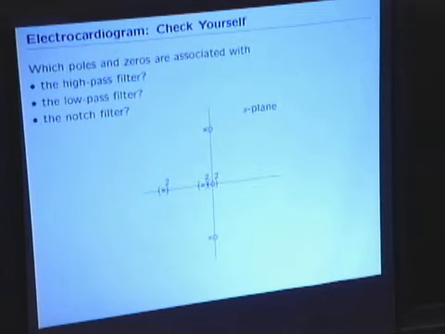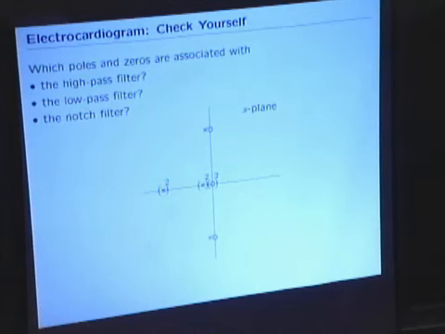And here's the design. Handful of poles and zeros. Your task, talk to your neighbor, and figure out which poles and which zeros go with the high pass, the low pass, and the notch.